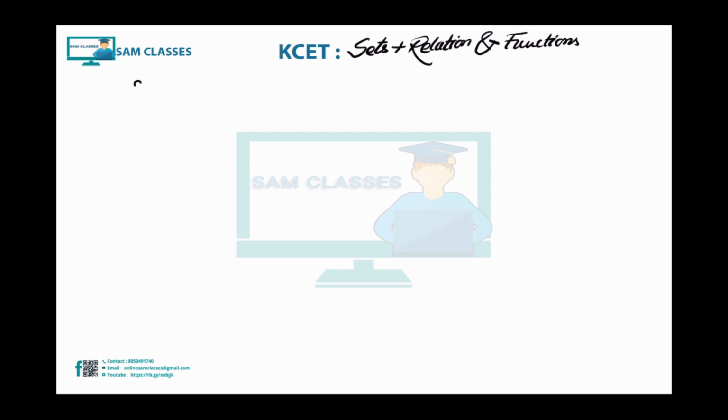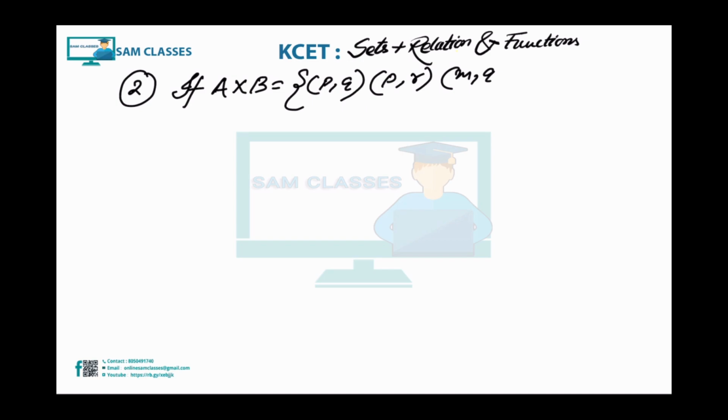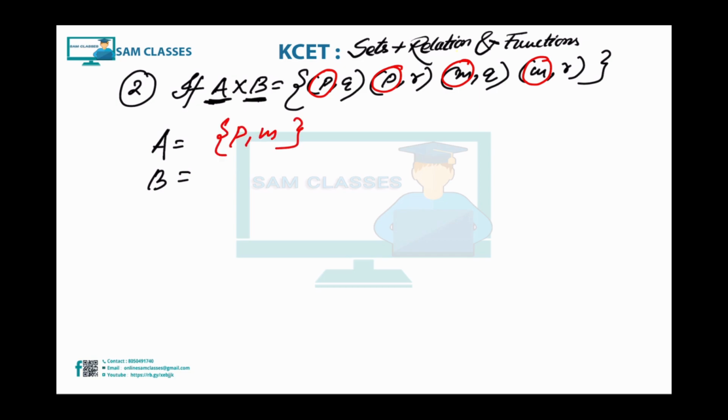Now a simple question, let's take it. Question number 2: if A cross B is given as (P, Q), (P, R), (M, Q) and (M, R). Okay, so this is given to us. Now they're telling us to find the set A and set B. So I already told you this is A first and then cross with B. So whatever the first elements are, those belong to A. So P and M are the ones coming, so these two elements belong to A, and whatever the second elements are belongs to B. So Q and R, that's it. Pretty simple. So everybody understood the concept of Cartesian product of sets, correct?